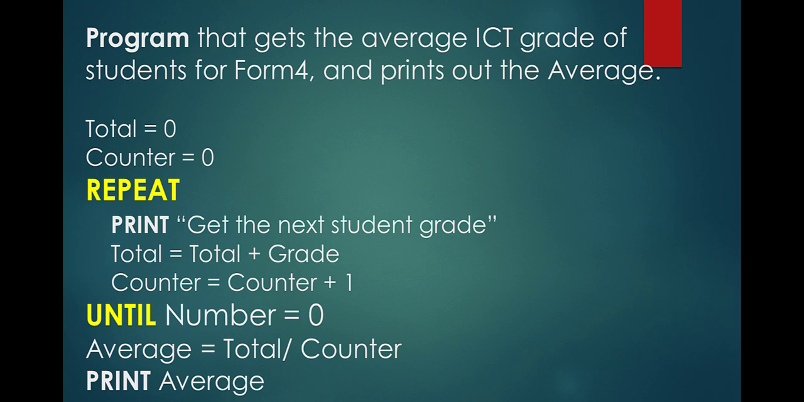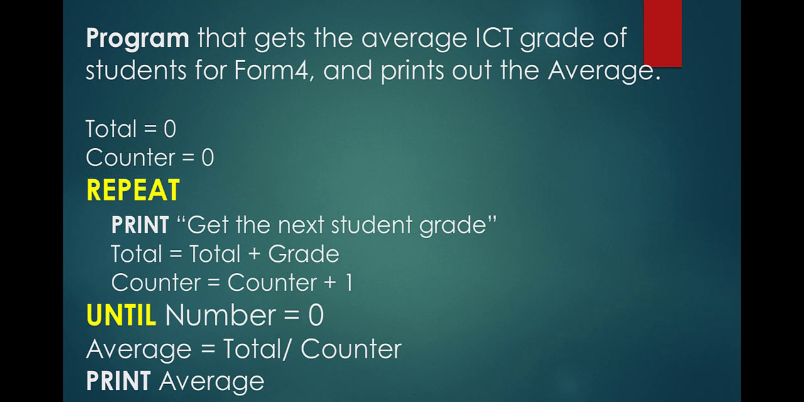And below we have the keyword until, and then we have the condition, which is number is equal to 0. So until the number is equal to 0. And once the condition is met, we go ahead and execute the line that says average, and it finds the average by dividing the total by the counter, the value of the counter, and then prints the average.